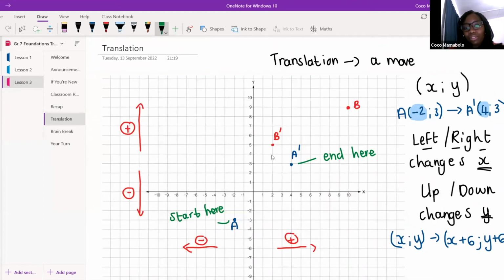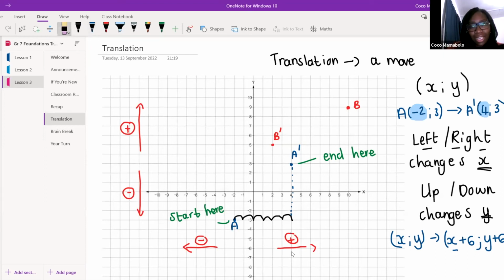Now, in order for me to get from here to A prime, I can't move to the left because that means I'm moving further away. I need to move to the right. And when I move to the right, I add. So how many times to the right am I going to move? I'm going to move 1, 2, 3, 4, 5, 6 times. And now I'm sitting right underneath A prime. So I know that I moved to the right 6 times, and that's why I write x plus 6.